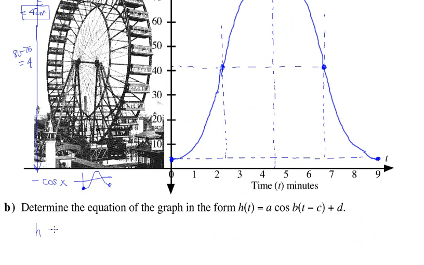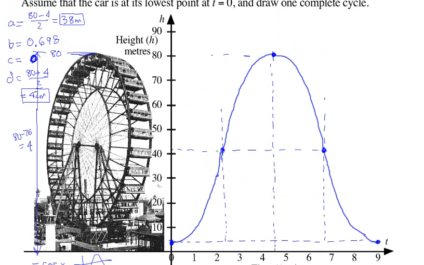So our height is, remember we started at a minimum, we have to say minus 38, because regular cosine starts at a max and then drops. We want one that starts at a minimum and then rises. We need to flip it upside down, and this negative is what does it. So negative 38 cosine. Our b value was 0.698, I believe.